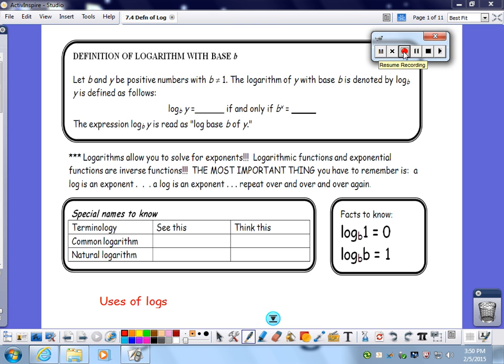All right, this is 7B notes. We're going to be looking at the definition of logarithms today. So, definition of logarithms with base b. Let b and y be positive numbers with b not equal to 1.